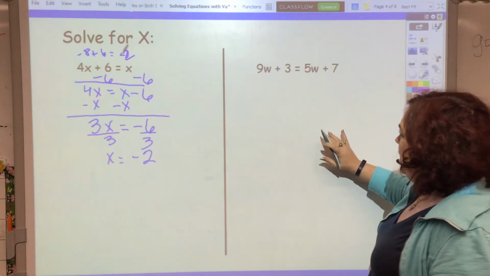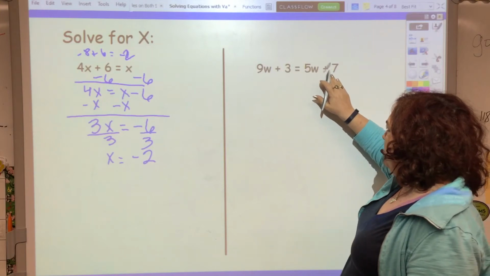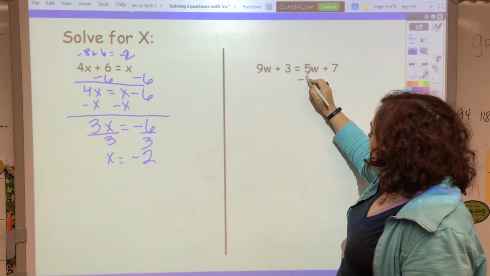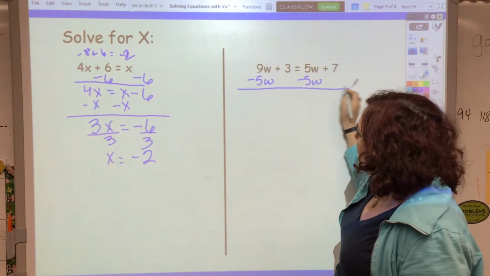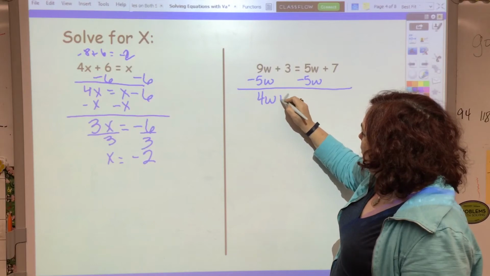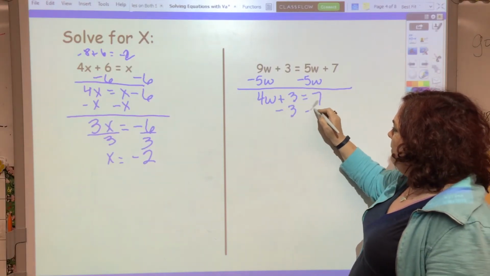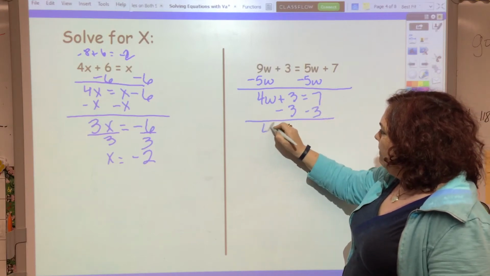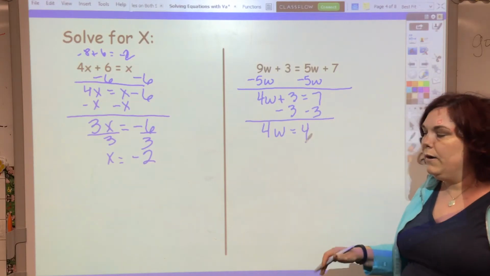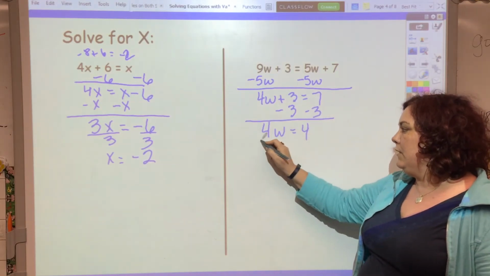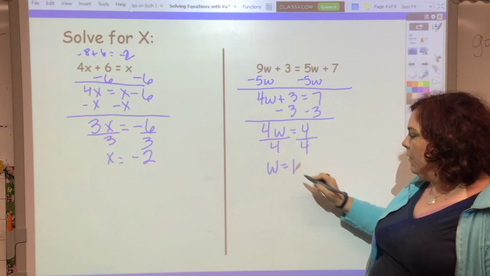Now let's try this one. I've got 9w plus 3 equals 5w plus 7. So I'm going to take the 5w away because I do not like negative variables. And I get 4w plus 3 equals 7. And now I'm going to subtract 3 from both sides. And I get 4w equals 4. Now I've got a one-step equation. It's a multiplication equation, so I'm going to divide by 4 and divide by 4. So w equals 1.